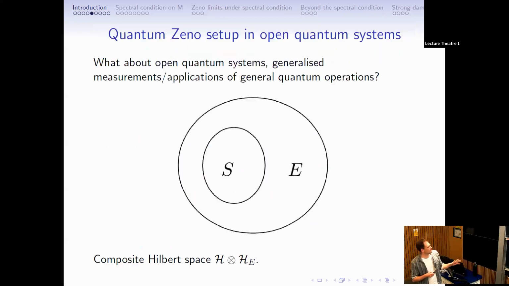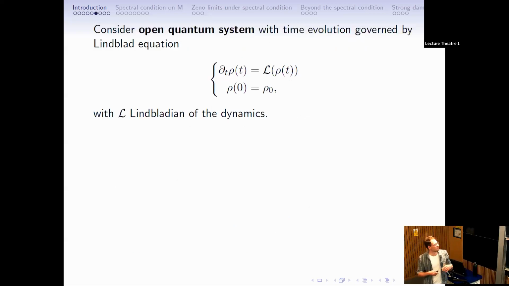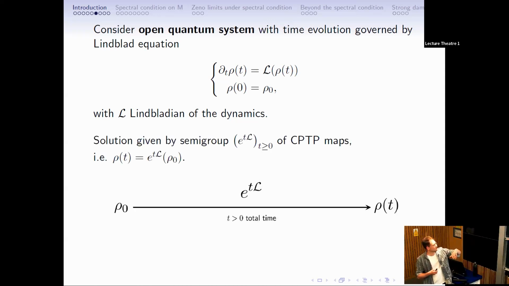So that's the closed picture. What I'm more interested in is the open system setup. We have some system in some environment, and there's some interaction. We just look at the coupling of system and environment. As we've seen many times in this workshop, we consider Markovian dynamics or Lindblad dynamics. So we have some generator, some Lindbladian L. And what we get out as dynamics is some semigroup of quantum channels, which looks like that.